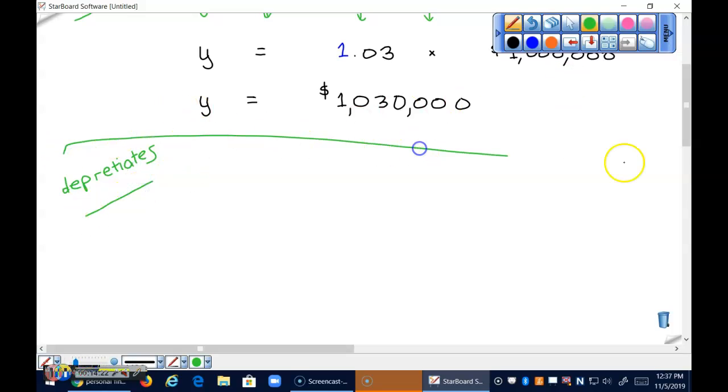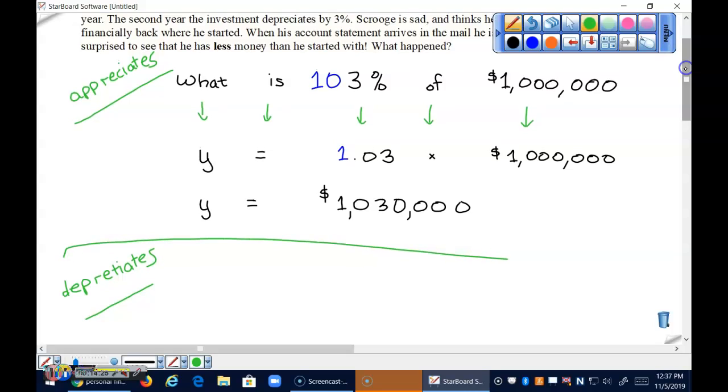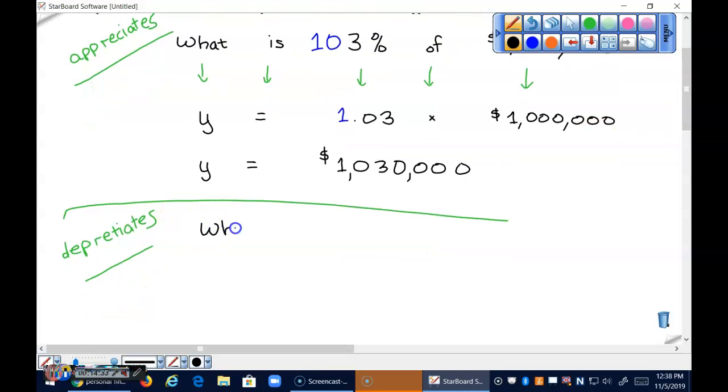And this is going to be the same kind of thing, but now we're going down. So I don't want to add 3% to 100. What percent do I want to use instead? 97. Yeah, everyone see why 97 is a good one? If I had 100%, that would keep around my 1,030,000. If I took away 3%, that leaves me 97% left.